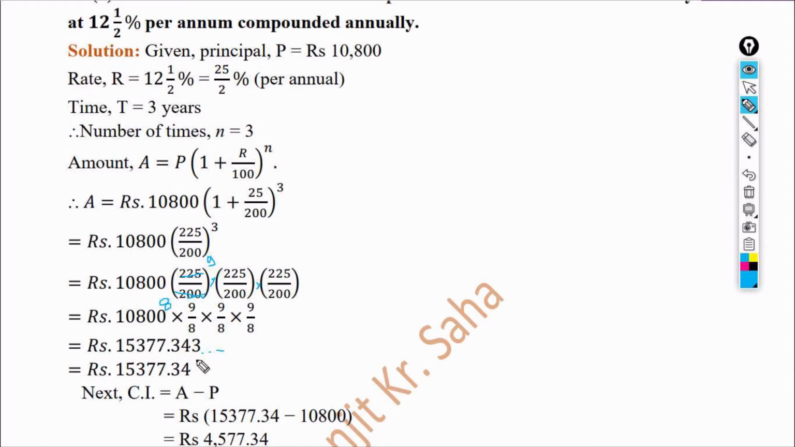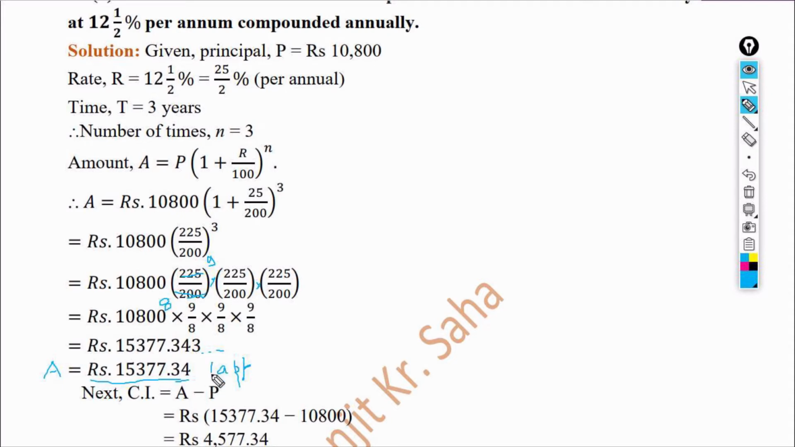Now just round it up. On rounding it up to 2 digits for paise, we can say 34 paise. Now we can say amount equals rupees 15,377 and 34 paise approximately, since we have not taken after that.